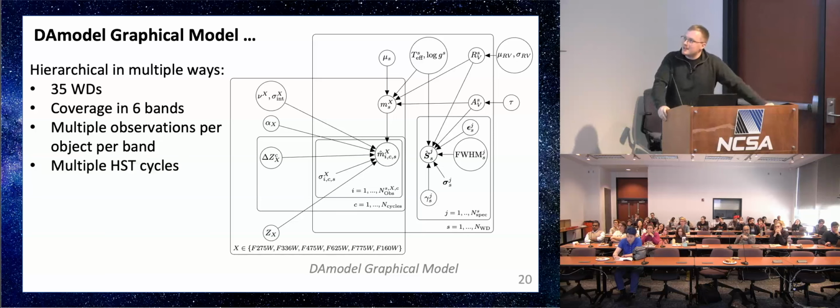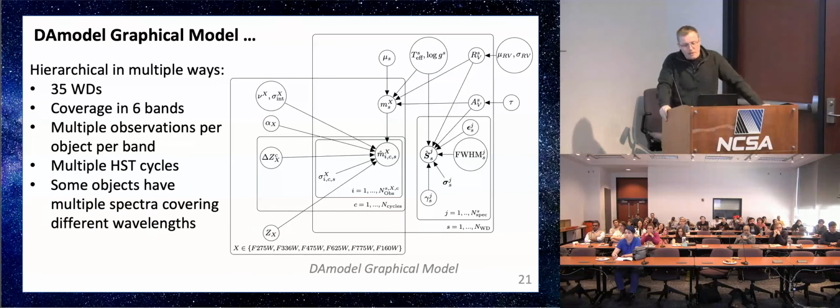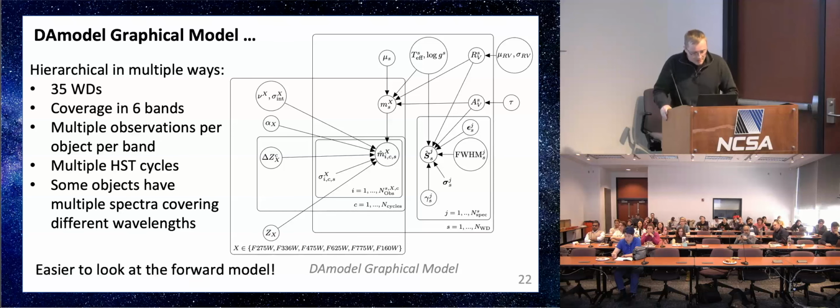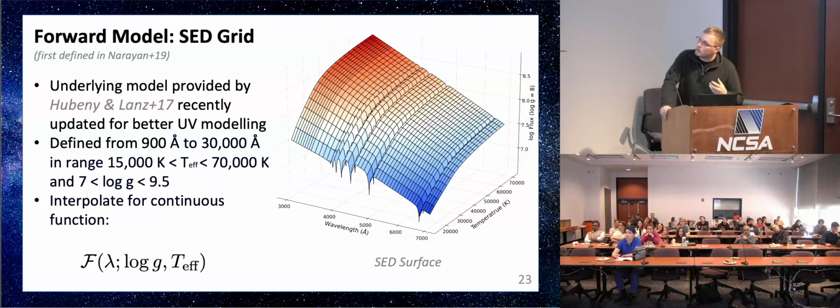There's HST cycles, so some of the sensitivity of the CCD, sorry, the photometry, changes over time, so you need to take the actual time of the observation into account. And like I said, we've got multiple spectra at different wavelengths for some of the objects, so it's very hierarchical. So there's a lot going on here, so it's easier to just look at the forward model.